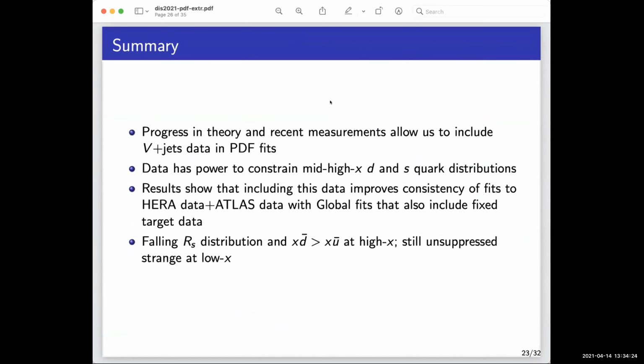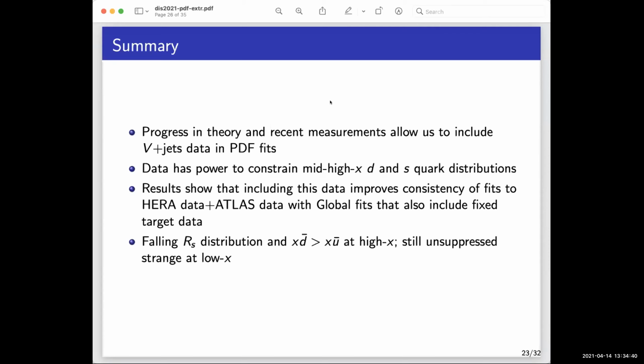So in summary, the progress in theory and recent measurements meant we can include vector boson plus jets data in next to next to leading order PDF fits with ATLAS, and we've shown that the data has the power to constrain mid to high X d-quark and s-quark distributions, and also a bit on the gluon.